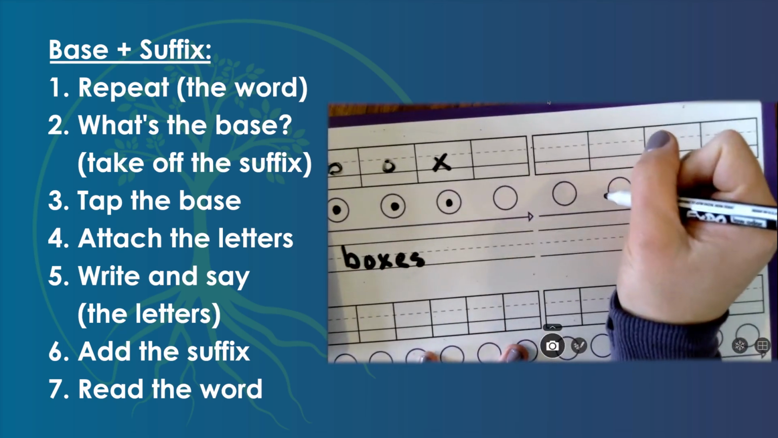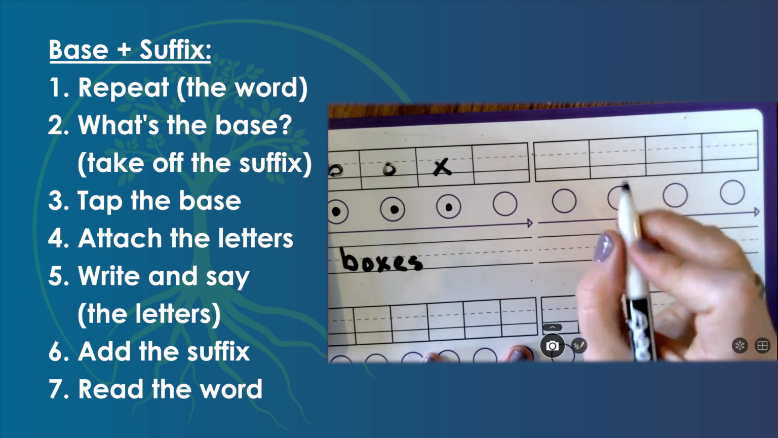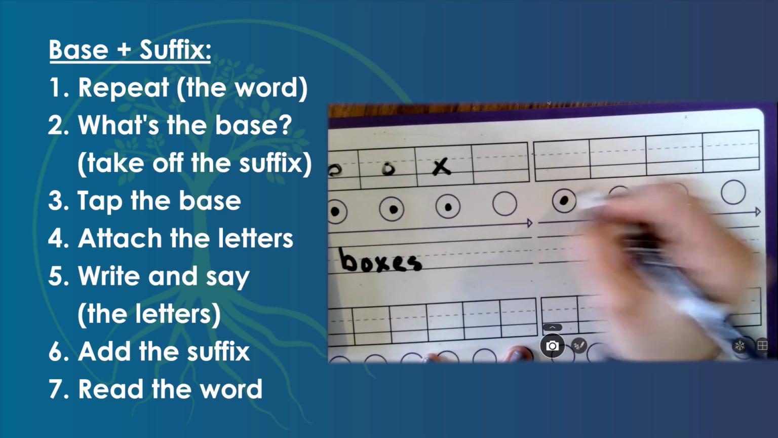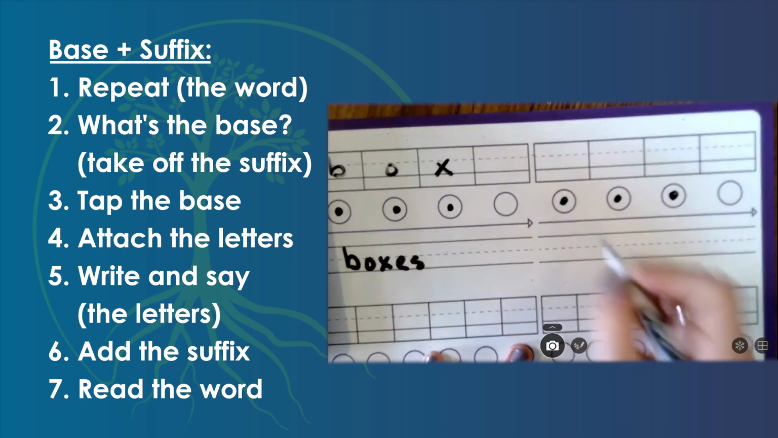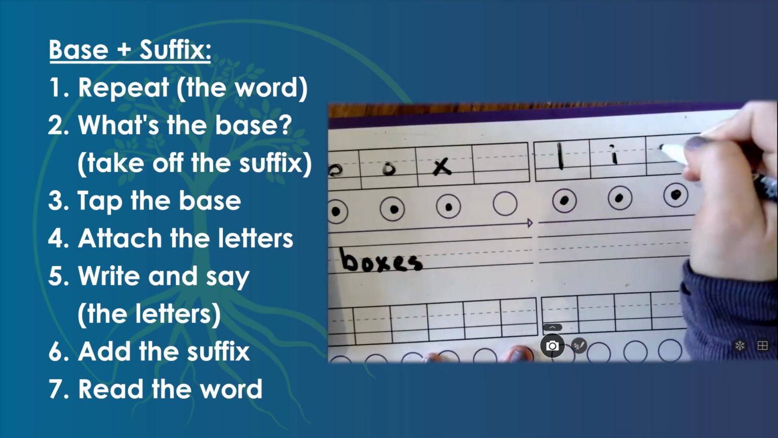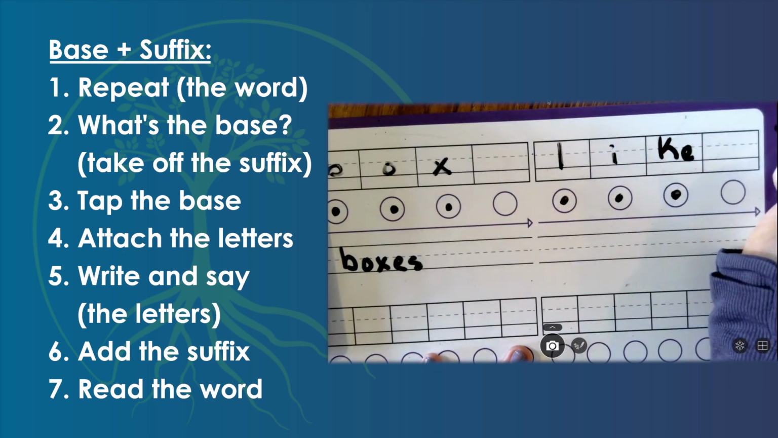Let's do it again with likes. Repeat likes, and the student will say likes. What's my base? Like. Let's identify the sounds. L, I, k. What spells L? L. What spells I? I. What spells k? K. And then we have to add our E to make the first vowel say its name.